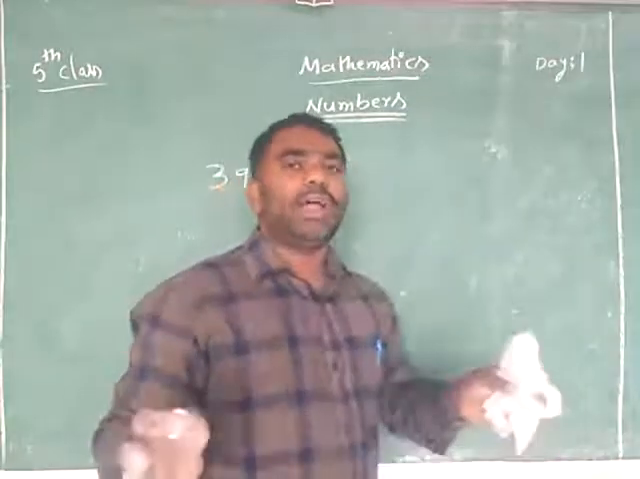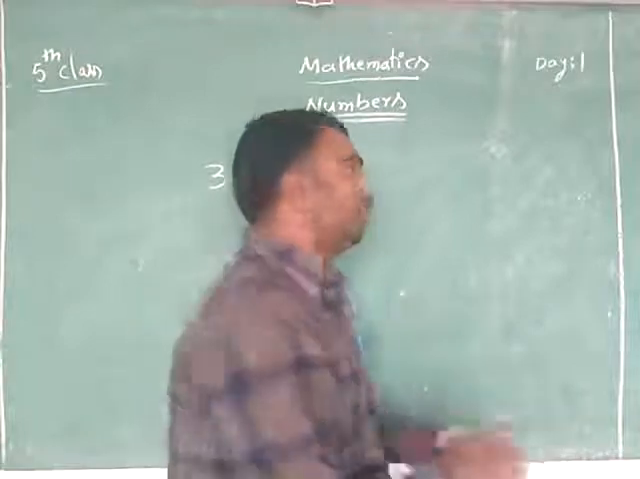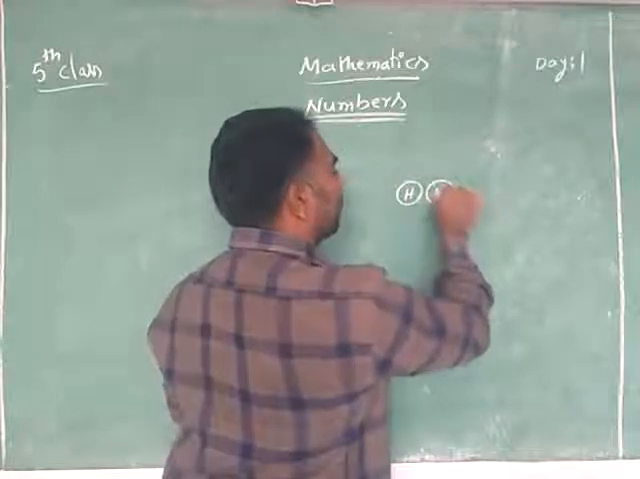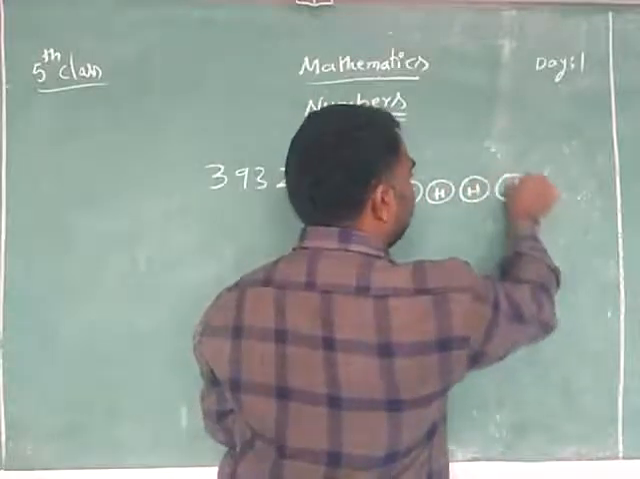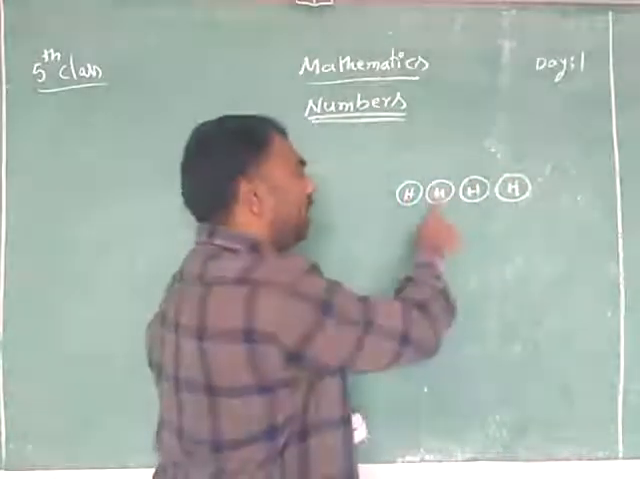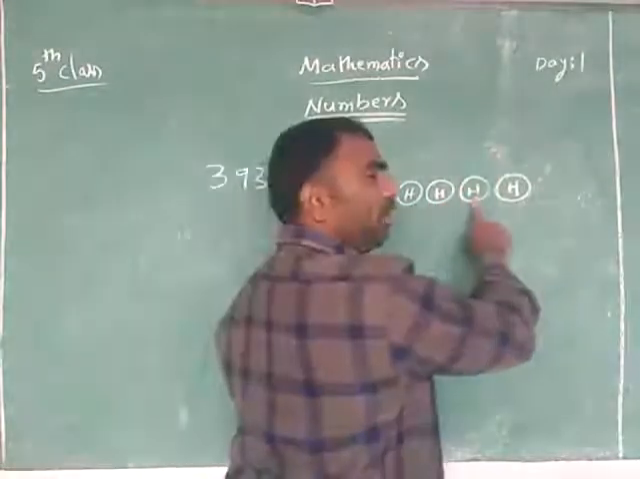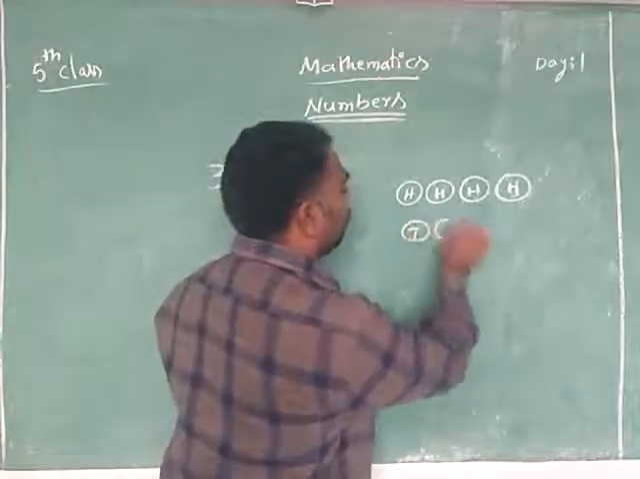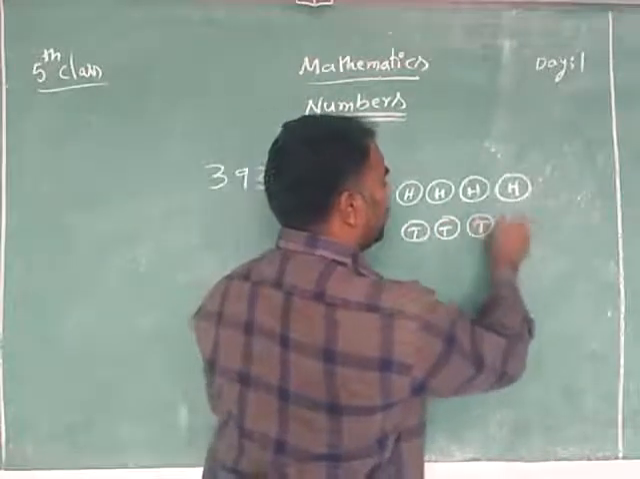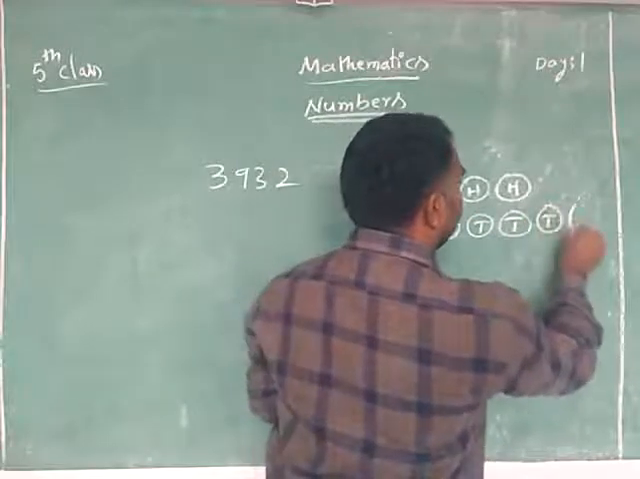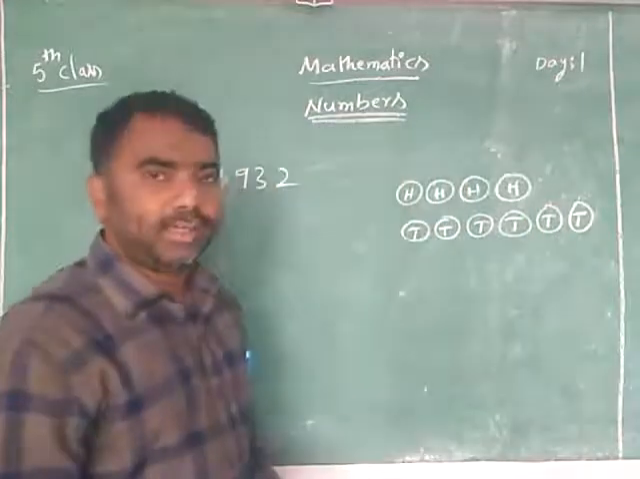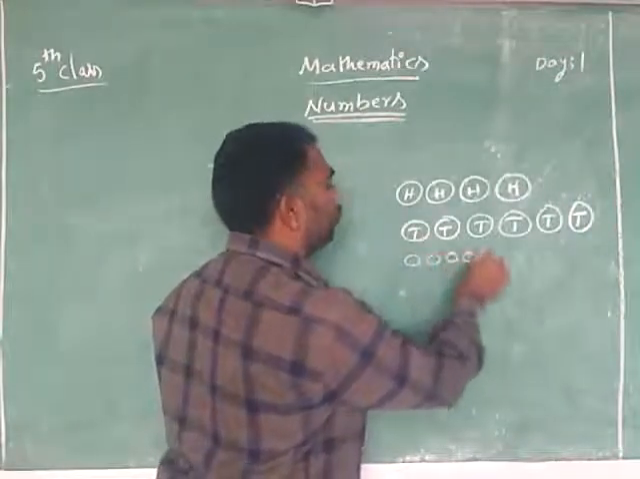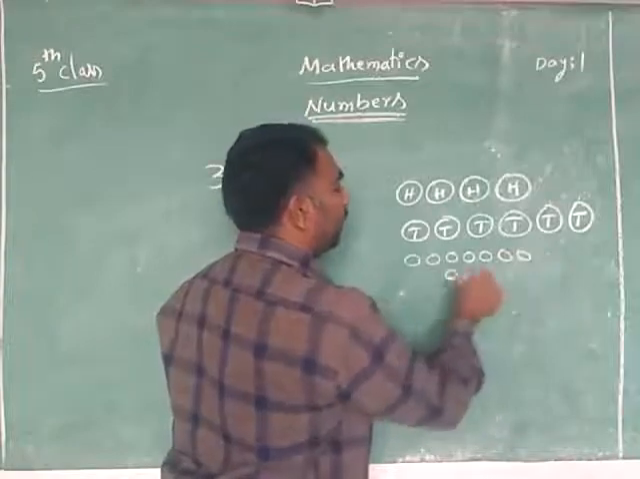As I said to you, we will pack the objects in packets. I have these packets here. 100 chocolates are there in this, 100 chocolates in this, 100 in this, 100 in this. And 10 chocolates are there in this packet, 10, 10, 10, 10, 10. Like that, packets are there. And single chocolates are there with me: 1, 2, 3, 4, 5, 6, 7, 8, 9.